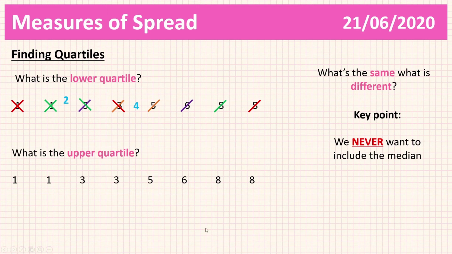Now let's have a look at this one now. Same kind of thing. We're going to find the median. It's the exact same data set, so the median's still 4. Now we're going to look at the top half of the data, and we're going to find the middle of the top half, which will give us our upper quartile. So the number between 6 and 8 is 7. So our upper quartile is 7, and our lower quartile is 2.